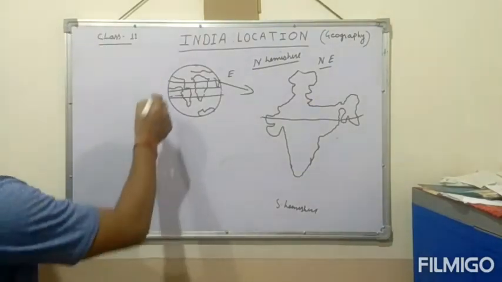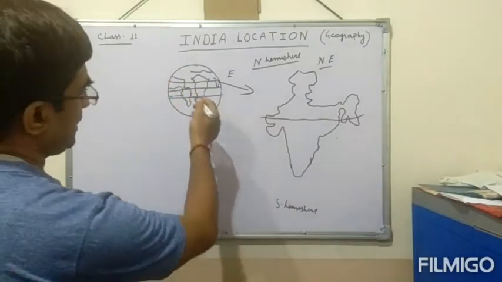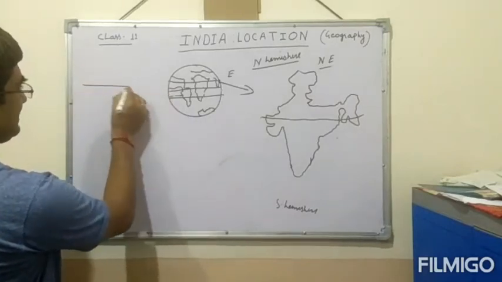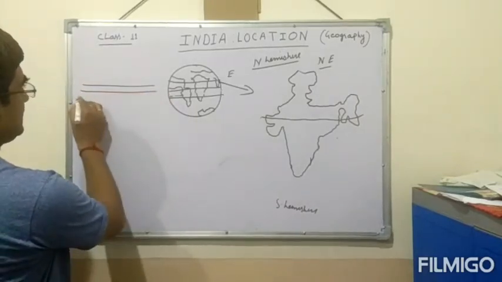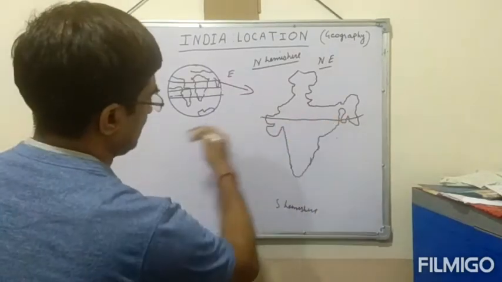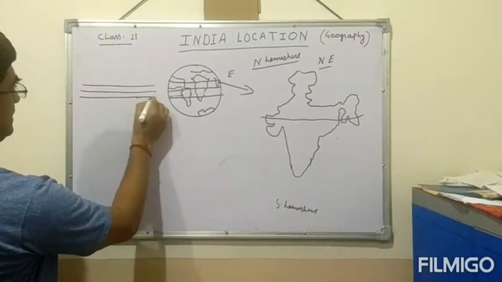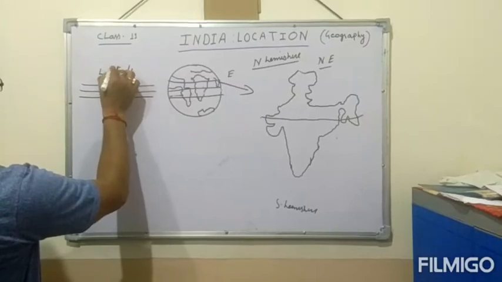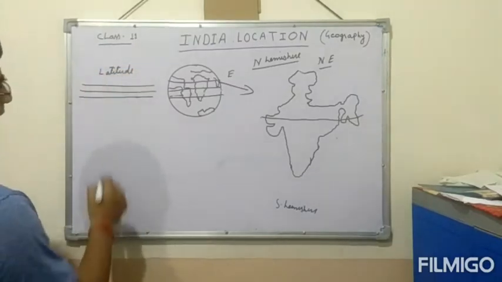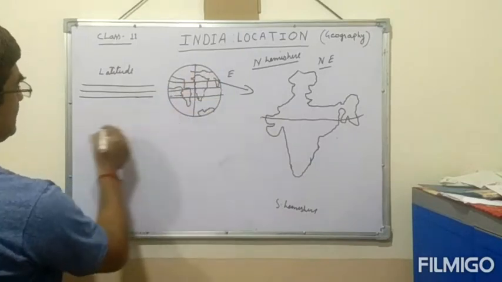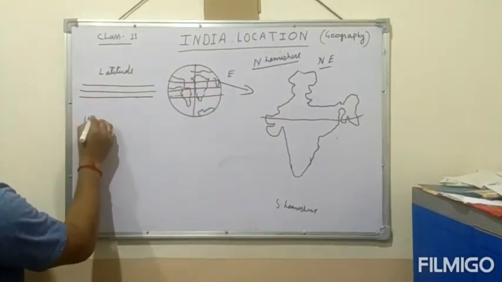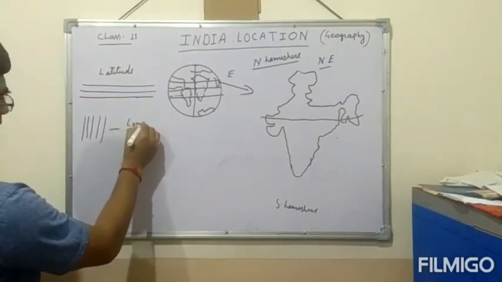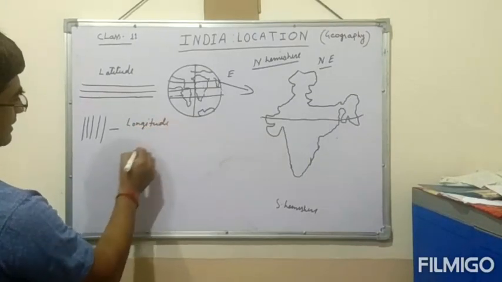So there may be some confusion about this line. What is the particular name of this line in geography? All these lines which run from east to west or west to east are known as latitude lines, and the lines which run from north to south are known as longitude lines.